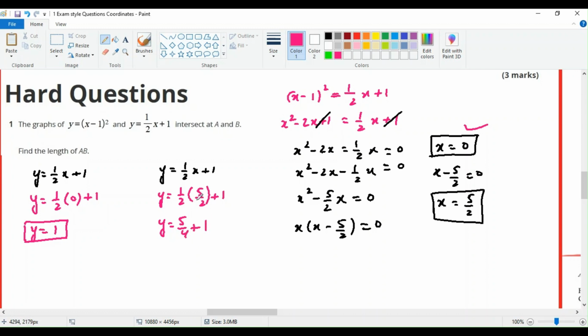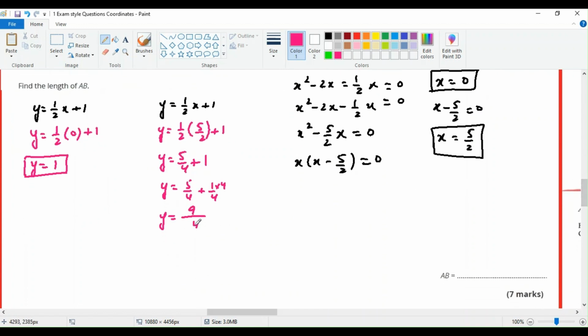That means y equals 5 over 4 plus 1. And when it is 5 over 4 plus 1, once we take the common denominator, this is going to be giving us 5 over 4 plus 4 over 4. That means it is over 4. That means y equals 9 over 4. So these two are the points. When x is 0, y equals 1. And when x is 5 over 2, y is 9 over 4. These two are the coordinates.